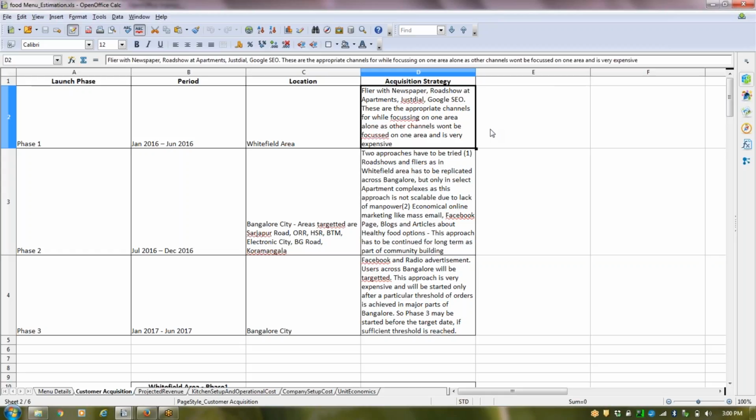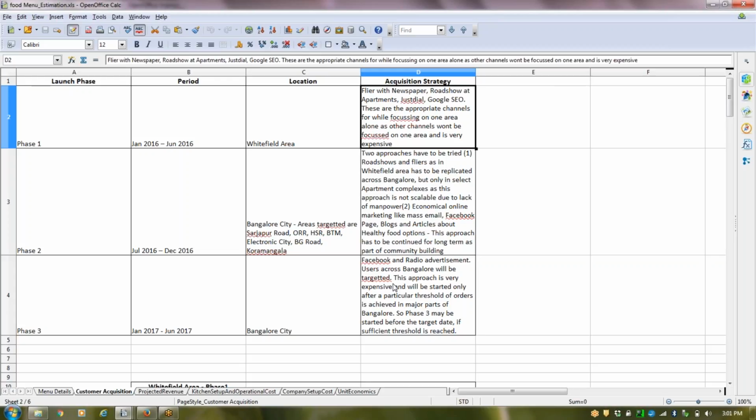Then the final phase is rolling out across Bangalore city, and at this phase they are changing the marketing strategy from these road shows, flyers, newspapers to actual newspaper advertisement, Facebook and radio advertisement, so that they can target the entire Bangalore population and scale accordingly. So this is the customer acquisition. Mind you, in your presentation, you need to come up with all these details. You cannot just say that this is the problem, this is the solution, and that's it, things will work out. No, that is not the way.